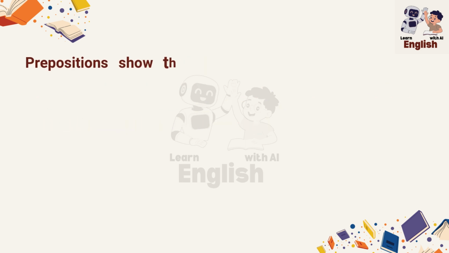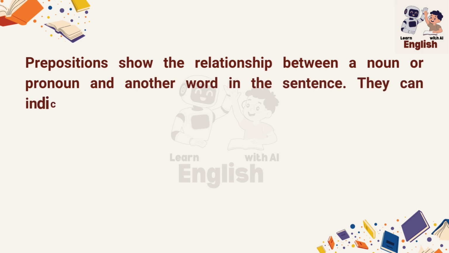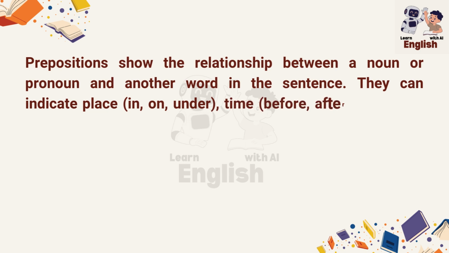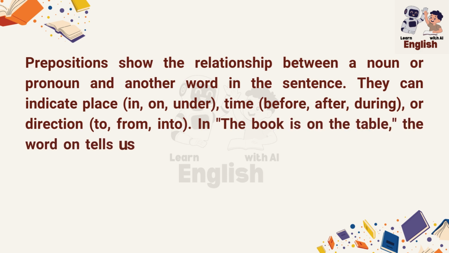Prepositions show the relationship between a noun or pronoun and another word in the sentence. They can indicate place: in, on, under; time: before, after, during; or direction: to, from, into. In "the book is on the table," the word "on" tells us the book's position.